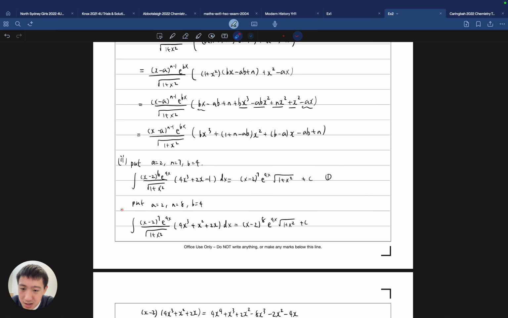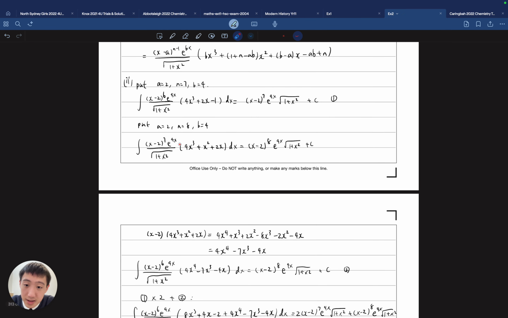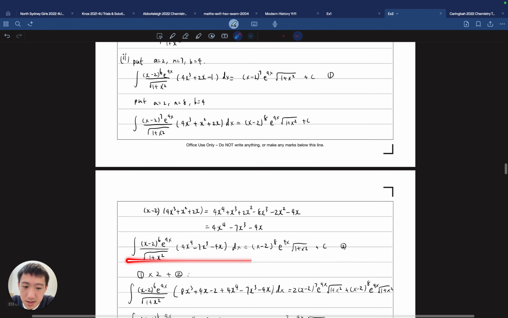So let's just try, put a equals to 2, n equals to 8, and b equals to 4 here. And again, you need to simplify this very correctly. Now just do what we just said. We need to make this, the highest term is x to the power of 4, so you multiply 1 x minus 2 out to get this, and afterwards you get this relationship as well.